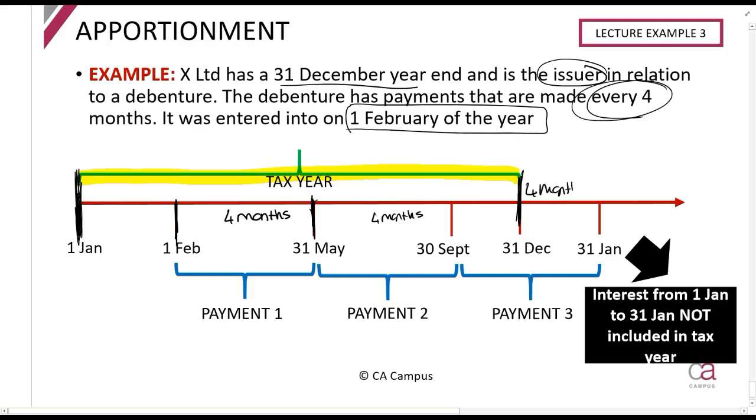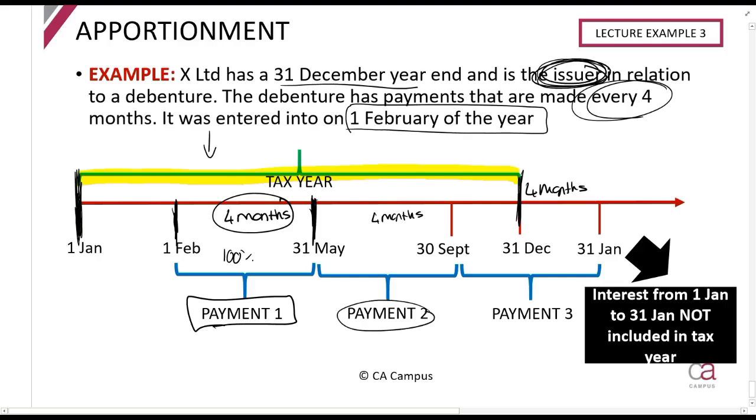What is very important that you need to see here is that payment number 1, these 4 months, falls entirely within our tax year. So we will include 100% of this amount for section 24J, in this case because we are paying it, as a deduction. The same with payment number 2. This also falls within our tax year, so again, 100% will be deducted.